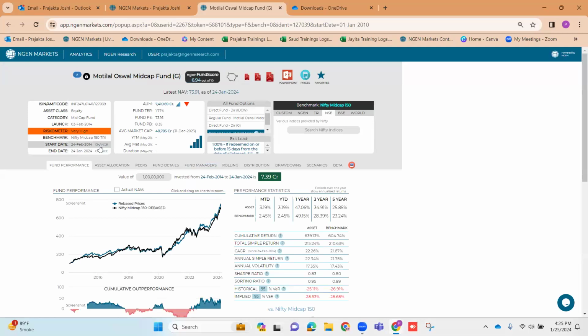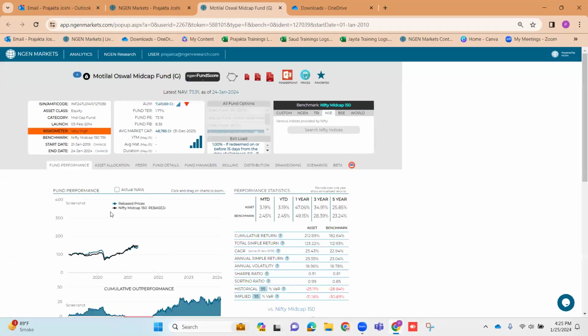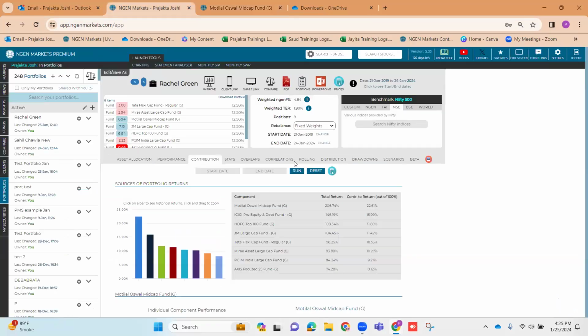And of course, you need to ensure that the start date that you're running this analysis for is similar. So we were running this for a 5-year period. You change the period to 5 years, that's January 2019 to January 2024, and look at the return. So cumulative return is at 212%. That is exactly what was there in the portfolio analytics tab.